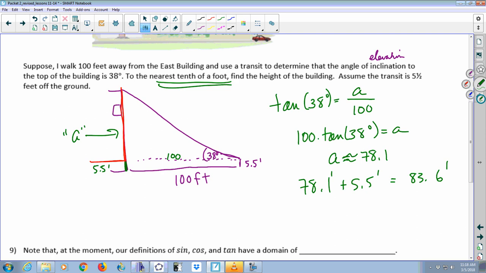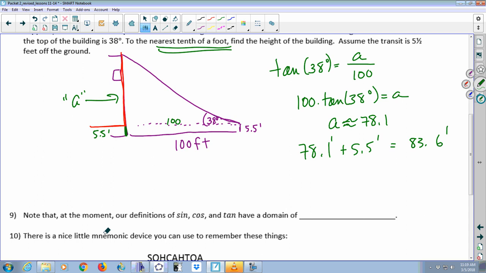There's all kinds of problems like this with shadows, like my shadow versus the flag post shadow, and your two similar triangles. There's all kinds of typical right triangle trig problems that you can use. So you just need to work with these ratios so that you don't even have to think about them anymore.